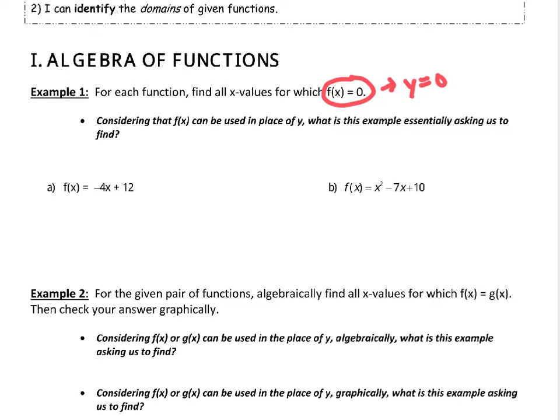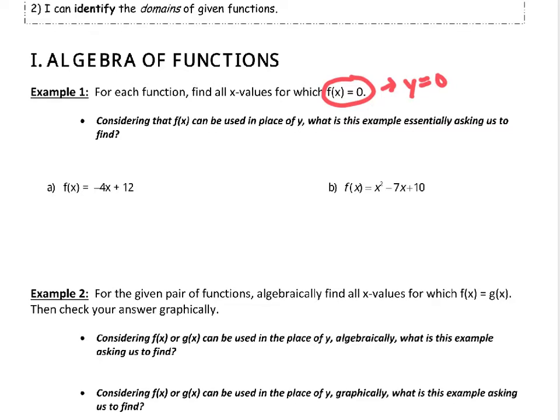So what do the directions in example 1 actually mean? Well, if you read what I've written here, it's basically saying find all the x values for which y is 0. Now, if you have a point where y is 0, remember that is simply just the x-intercept. So all this is asking us to do is find the x-intercept.